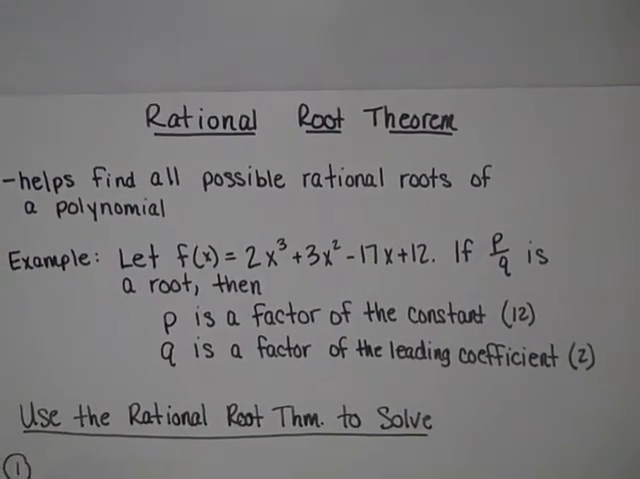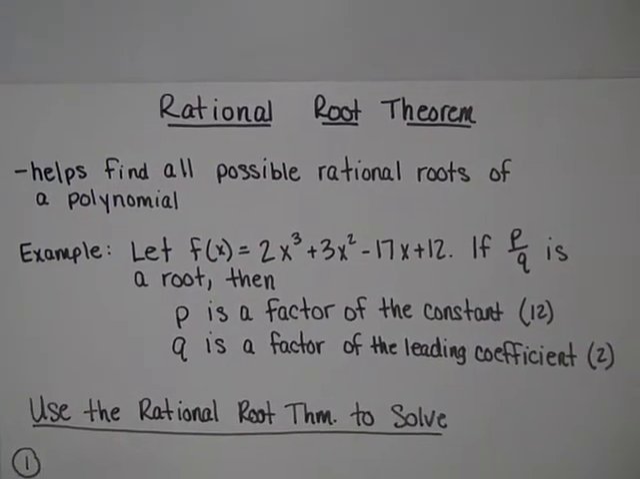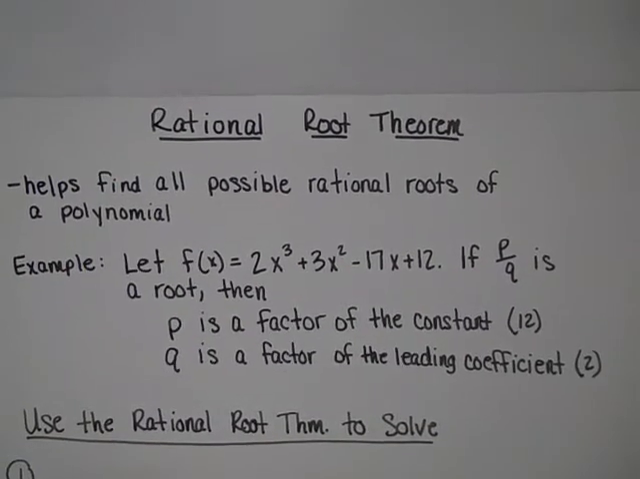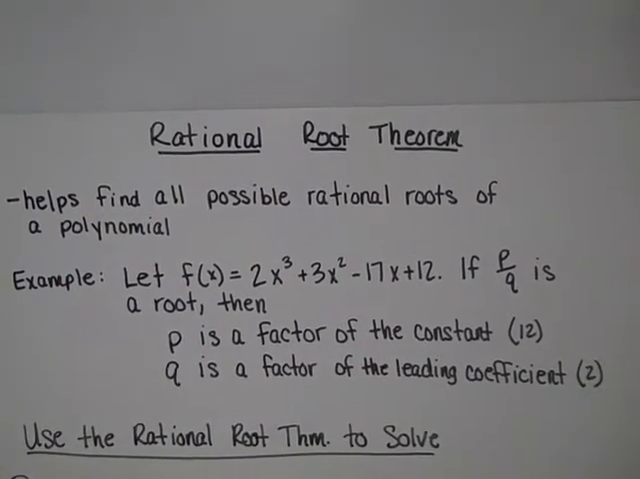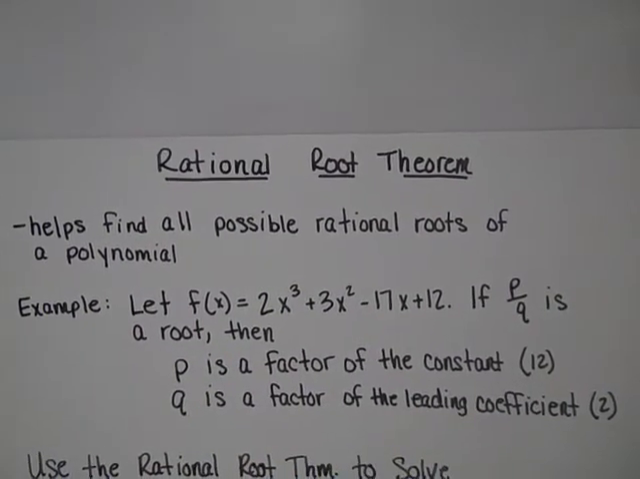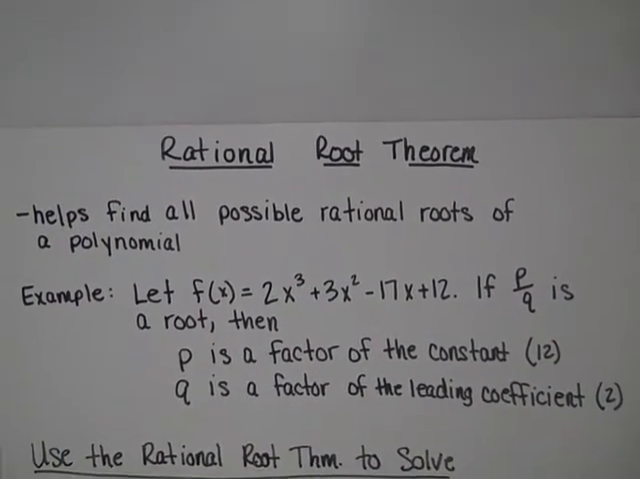So this video is going to help you do the rational root theorem. The rational root theorem will help us find all possible rational roots of a polynomial. Doesn't mean there are going to be a rational root. So just for a quick example, in general, let's let f of x equal 2x cubed plus 3x squared minus 17x plus 12.